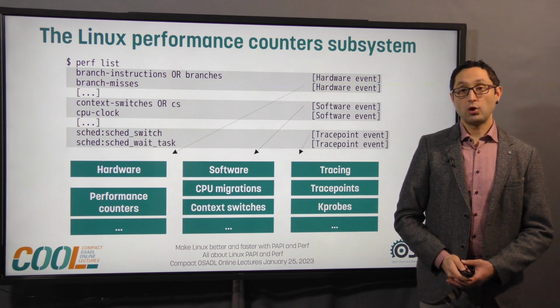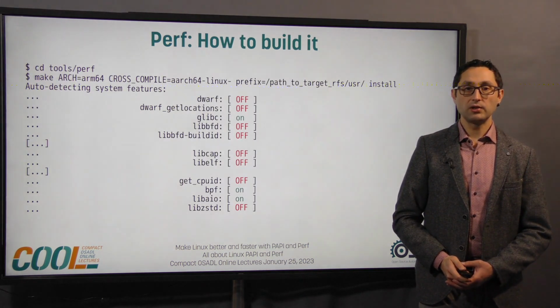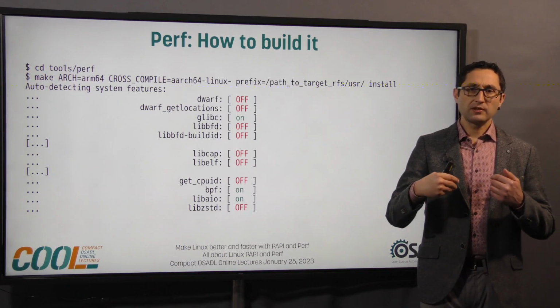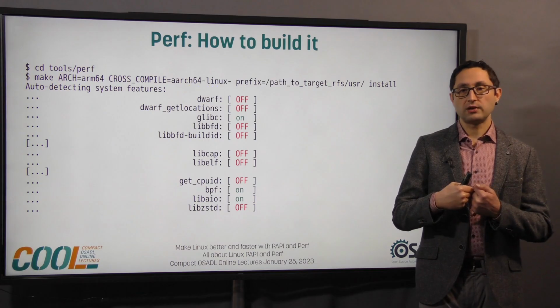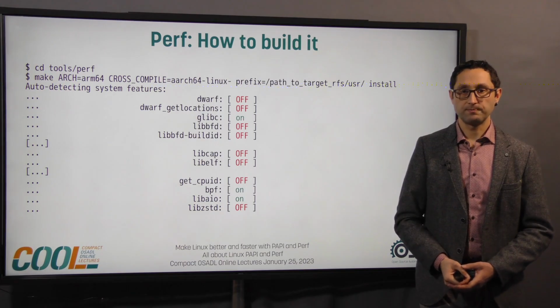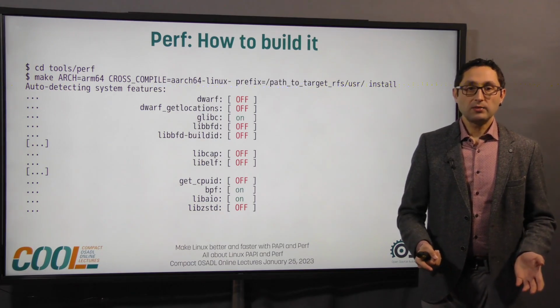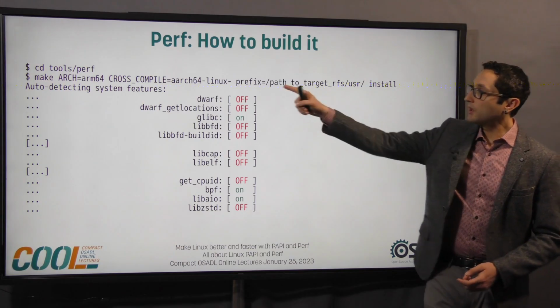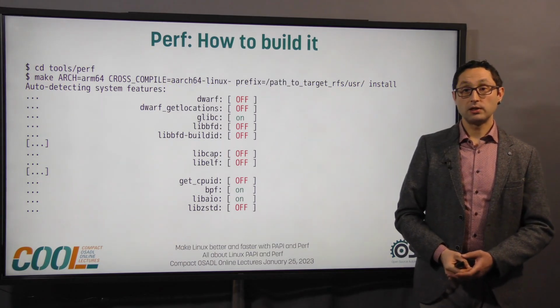Well, before we can make use of that, we need Perf available on our system. And Perf is pretty closely connected to the Linux kernel. So therefore, you usually have to build it for a specific kernel version. It's easy to get it because Perf is part of the Linux kernel.